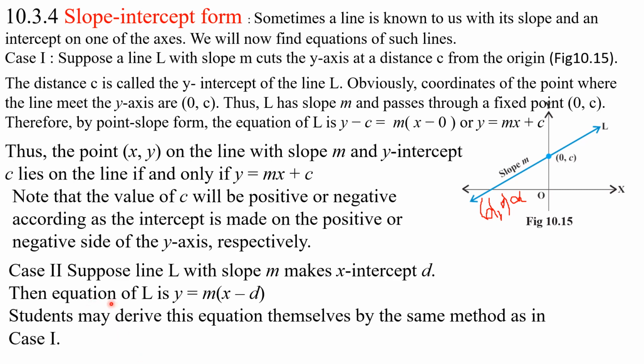Right. So then the equation of line L is y minus y1. What is y1 here? 0. y minus 0 is equal to m into x minus x1. What is x1 here? d. Understood this point, my children? This is the equation of a line with the slope m and making x-intercept d. Okay, my children, remember this point also. Students may derive this equation themselves by the same method as in case 1. Okay, my children, understood this point?